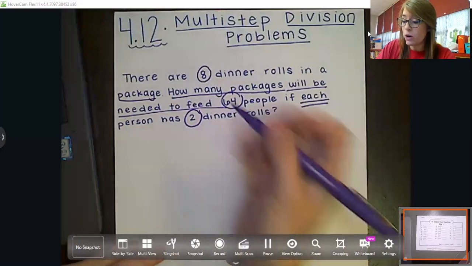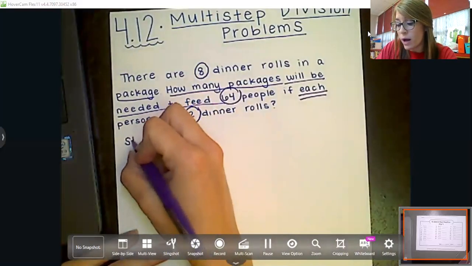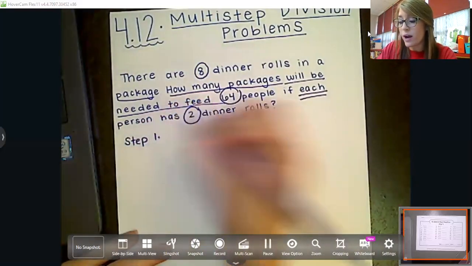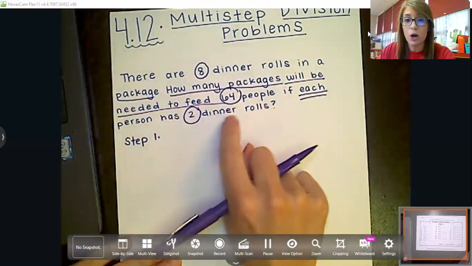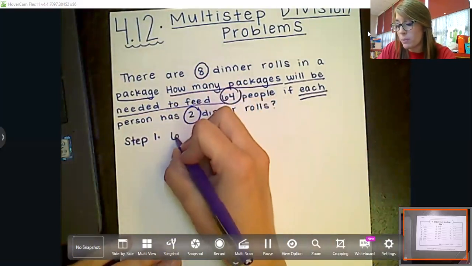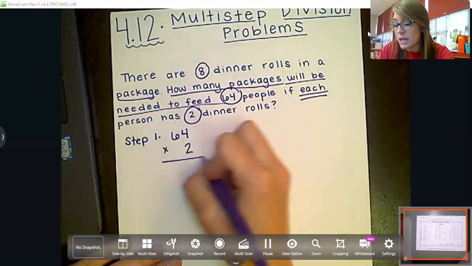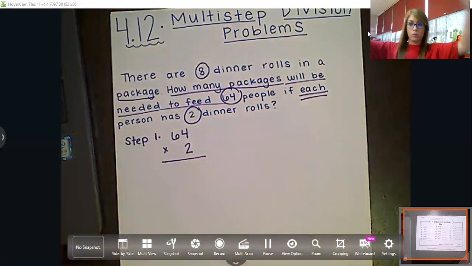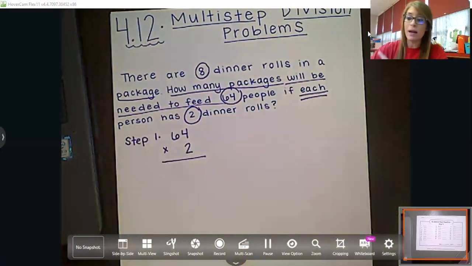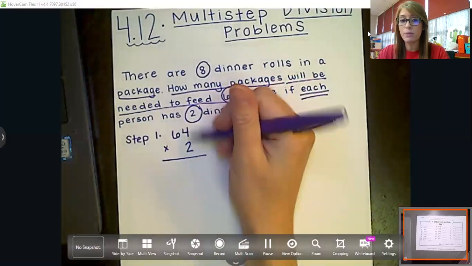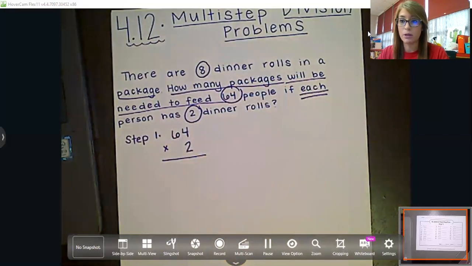So the first thing we're going to do, we'll call this step 1, is we're going to figure out how many rolls we need total. So I'm going to take 64 people times 2 rolls each. Okay, now we're going to have to kind of go to the past and go back to chapter 2, real early in chapter 2, where we learned how to multiply multi-digit by 1-digit numbers.